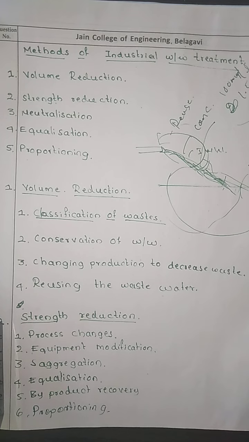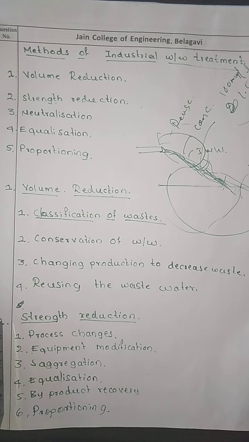Then the segregation of the waste. In order to reduce the strength of the industrial wastewater, we should segregate the waste into two types. One has the stronger waste but in a smaller quantity, and the other is weaker and has a larger quantity. Segregation is also an important way to reduce the load on the treatment plant.